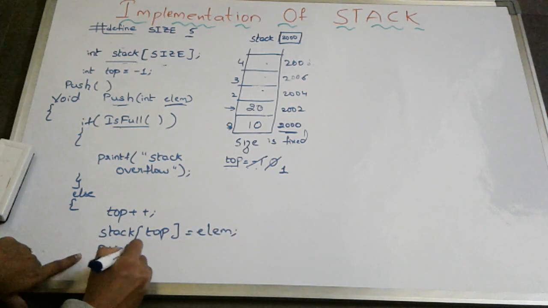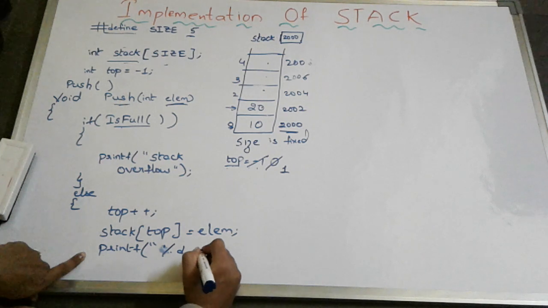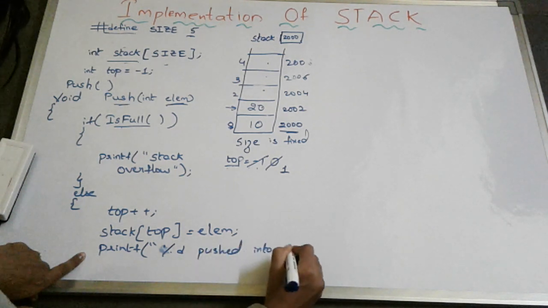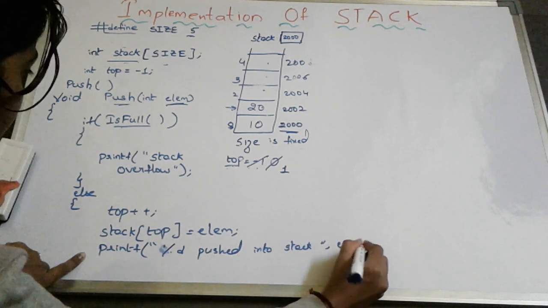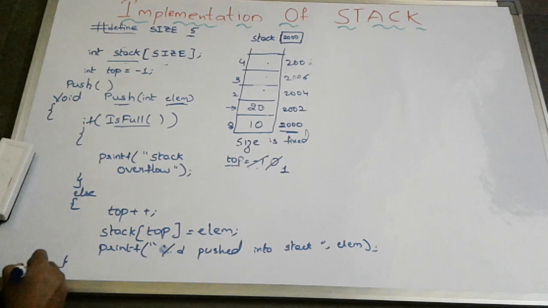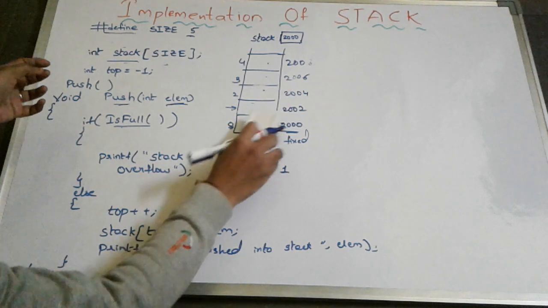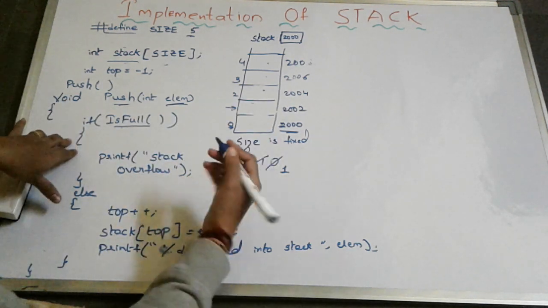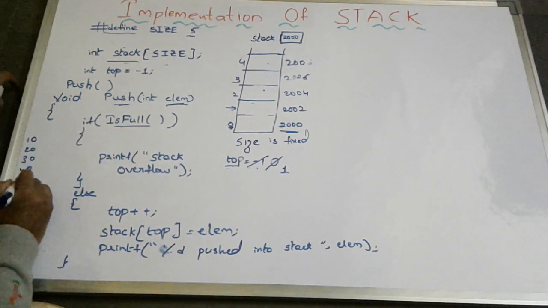Printf element, percentage d pushed into stack, that is element. Okay, let's check whether this will work or not. First of all, let the data elements be 10, 20, 30, 40 and 50.